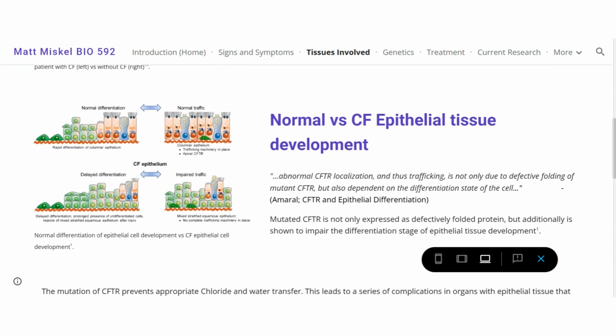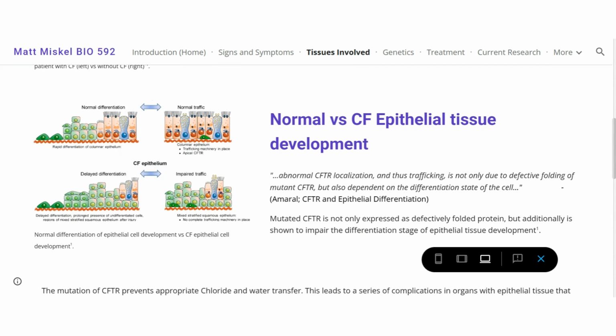And then this second image, this might have been the most interesting article I read. The researchers were essentially trying to connect CFTR protein to see what impact it has on epithelial cell differentiation. And with their image, you can clearly see how in CF epithelium there's delayed and impaired traffic versus normal.